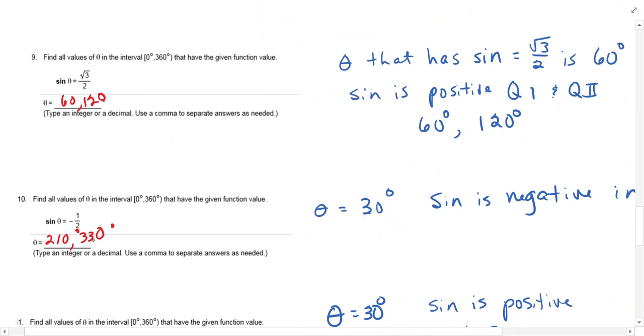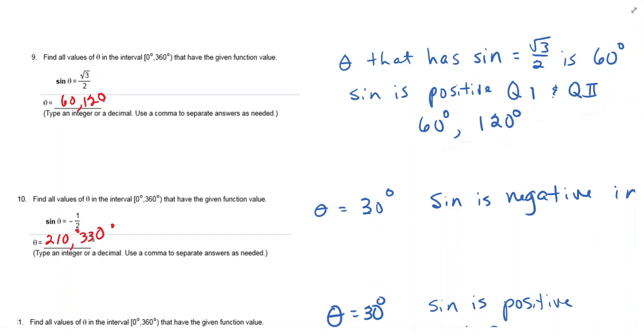Find all the values of theta in the interval 0 to 360 that have a sine that is square root of 3/2. So if you have your chart and you're looking at it, or you've just really started to memorize it, you would know that the angle that has sine of square root of 3/2 is 60. Now, where is it positive? It's quadrant 1 and quadrant 2. So in quadrant 1, it's 60. In quadrant 2, it's 120. That has a reference of 60.